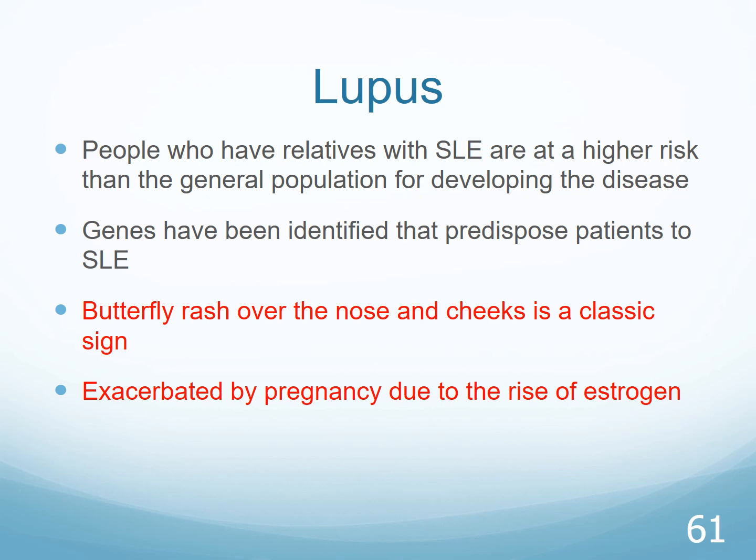The butterfly rash over the nose and the cheeks is a classic sign. And lupus is exacerbated by pregnancy due to the rise of estrogen. Please, ladies and gentlemen, you will remember these 2 facts. The butterfly rash over the nose and the cheeks is a classic sign. It is exacerbated by pregnancy due to the rise of estrogen.